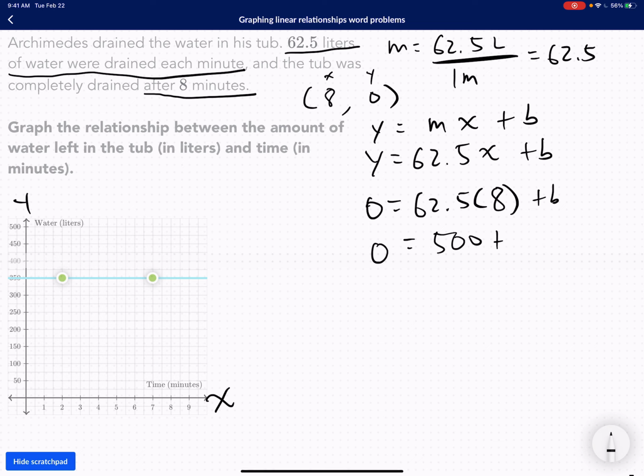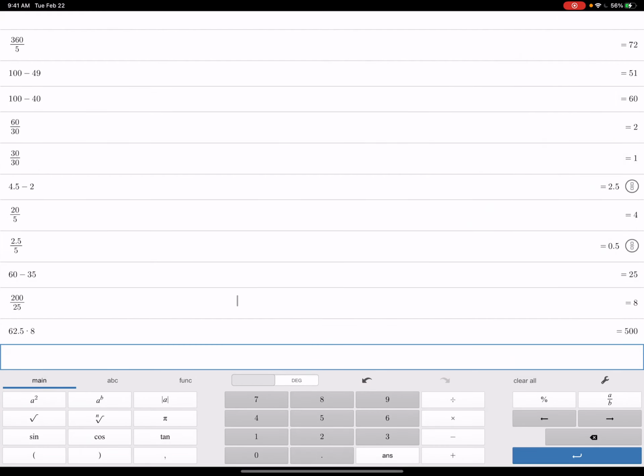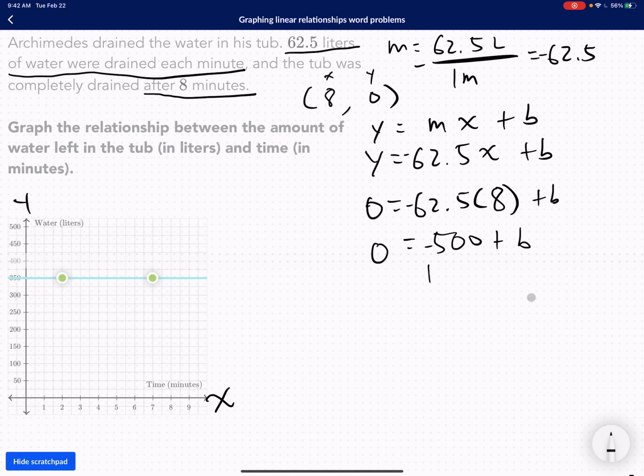One of the things that I messed up here is that the slope is going to be a negative slope, right? The reason why it's going to be a negative slope is it's going down. The water might have started up here, but it's losing 62.5 liters. So it's going to be negative. Negative 62.5 times 8 is equal to negative 500. So we have to add 500 on both sides. And then what we learn is 0 plus 500 is 500, which is equal to b.